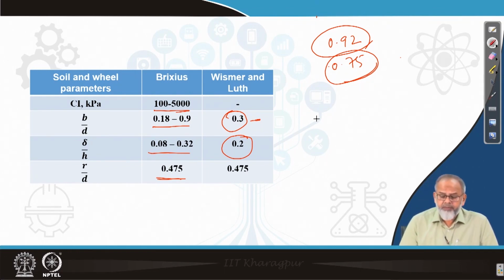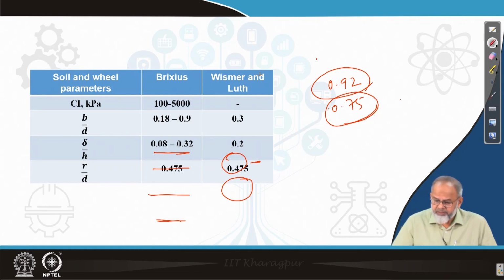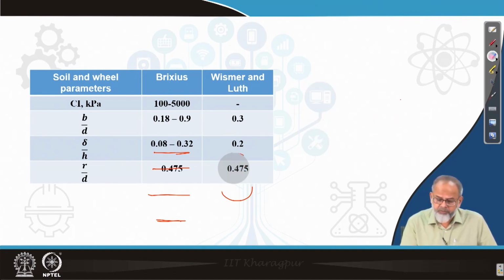The third thing is the rolling resistance ratio. In the Wismar and Luth equation, you cannot differentiate the rolling resistance of a towed wheel from that of a powered wheel, because the slip factor was not there. Whereas in the Brixius equation, he has considered the slip factor. So that's why the Brixius equation is much better. These equations have more applicability as compared to the Wismar and Luth equation.